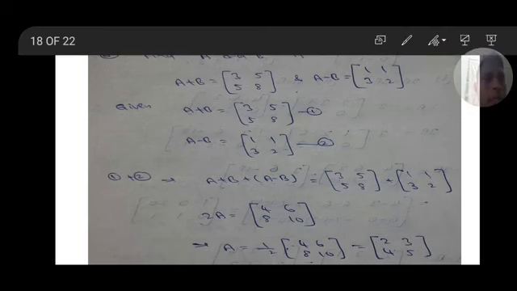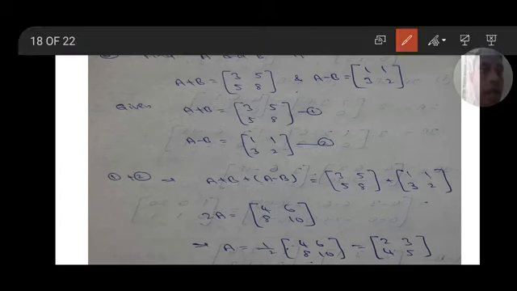Find the matrices A and B. If A plus B is given as the matrix 3, 5, 5, 8 and A minus B is given as 1, 3, 1, 2, I am reading it row wise. A plus B is equation 1, and A minus B is equation 2. We need to find the matrix A and the matrix B.